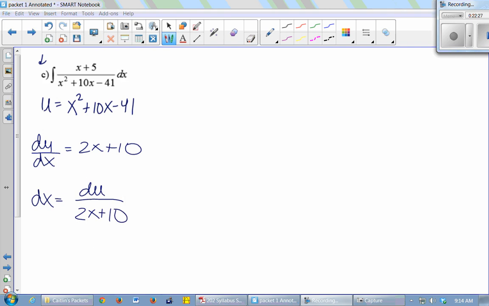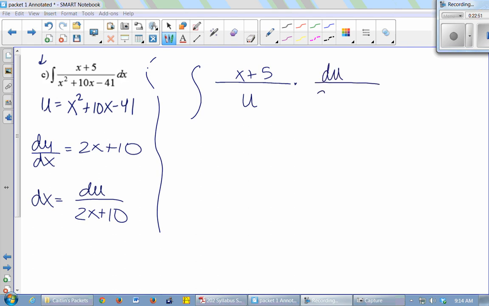So those are the first 3 steps, and it's really procedural. Pick a u, find du/dx, solve for dx. Then you make all your substitutions. So we have the integral of x plus 5 over x squared plus 10x minus 41. That was our u, right? And then replace dx with what we solved for. That would be du over 2x plus 10.